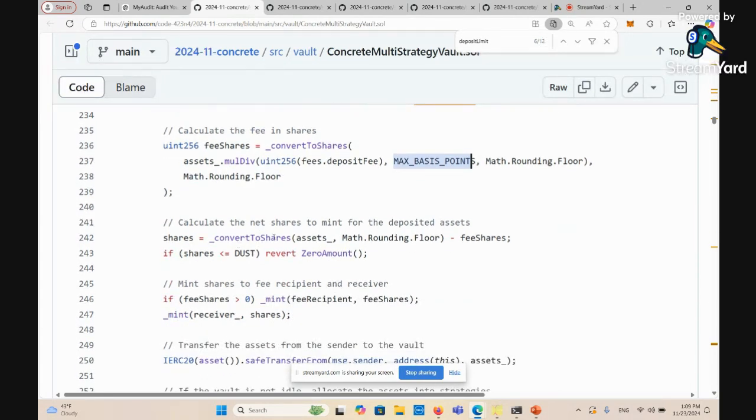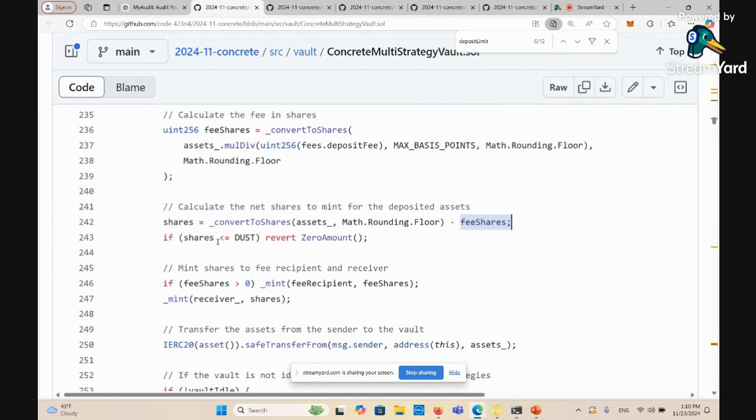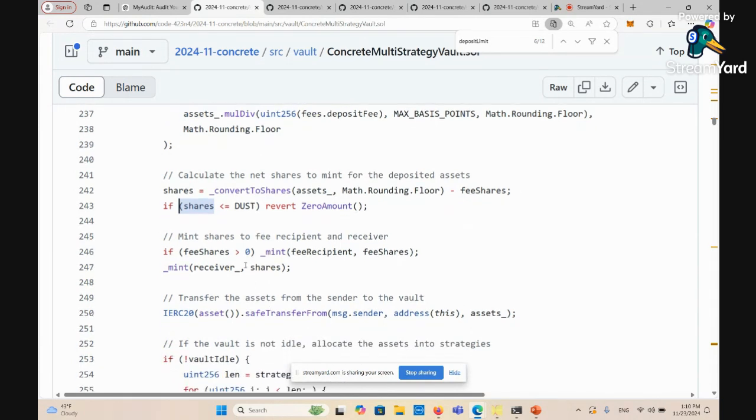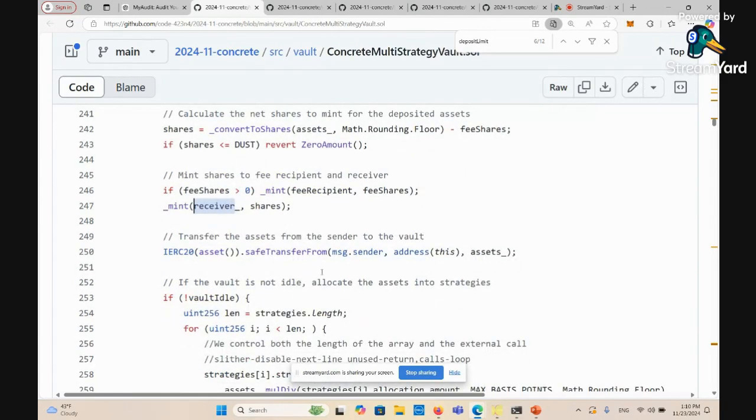So you convert all the assets to shares, but you have to subtract the fee shares that belong to the protocol fee collector. And then if the shares given to the user is smaller than dust, which is a very small number, then we don't allow it. So this is like a minimum check. If the fee share is greater than that, then we mint the fee shares to the fee recipient, and the remaining shares are minted to the real receiver, in this case could be the caller. And then you transfer the whole amount of asset.